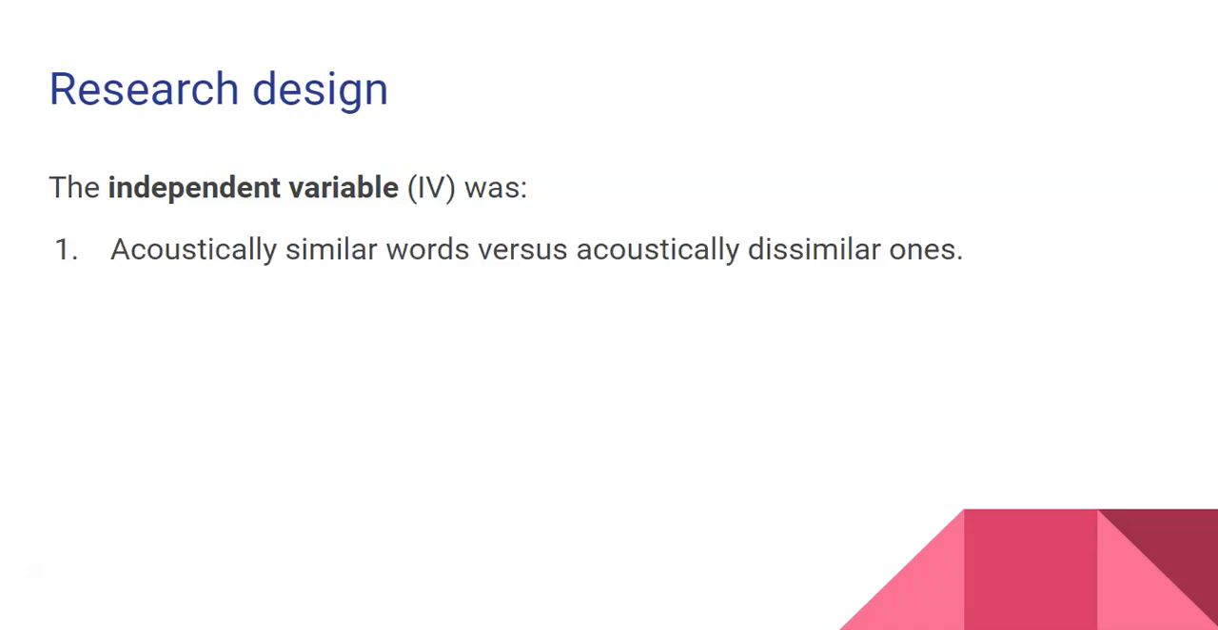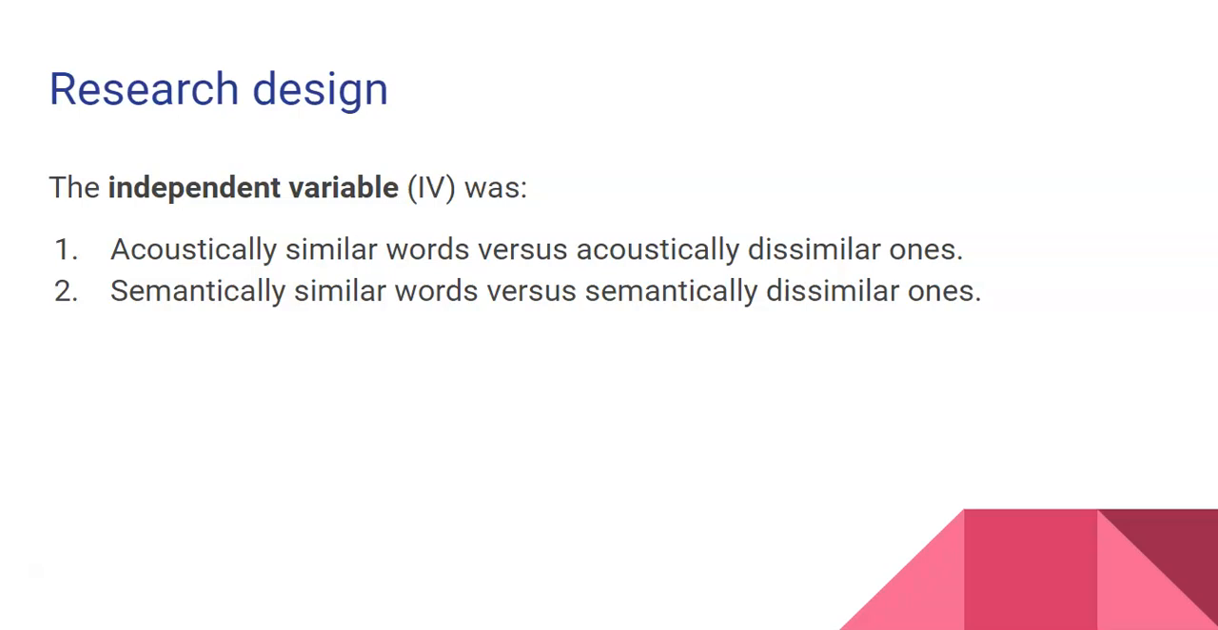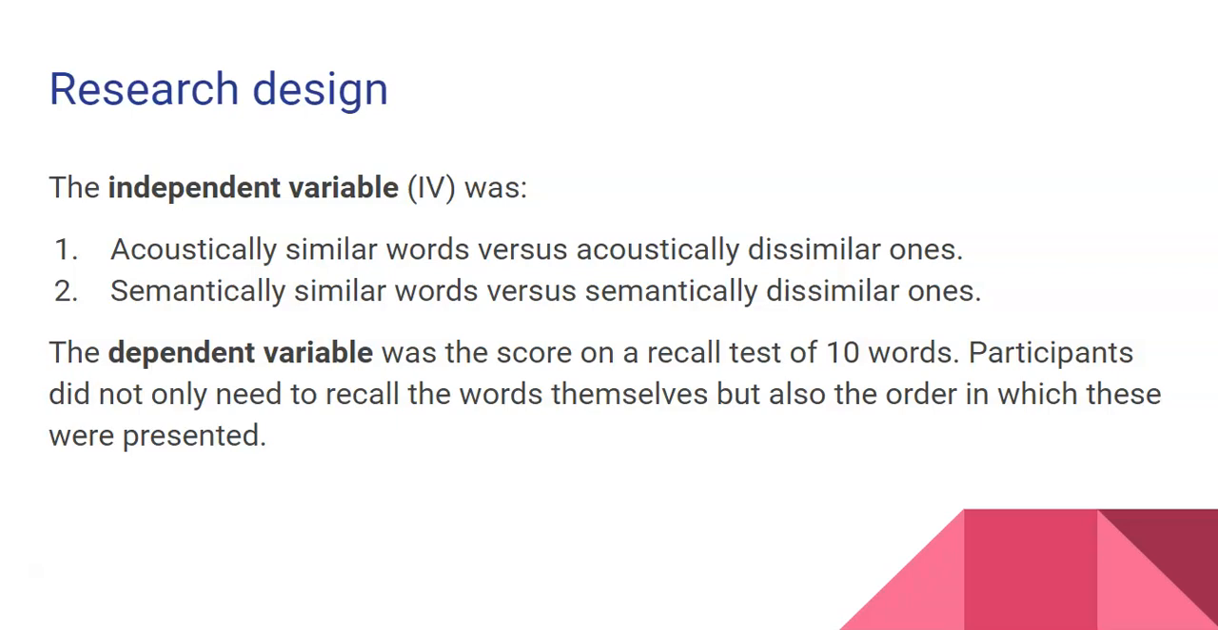The independent variable for this study was two different lists of words. We're looking at acoustically similar words, so words that sound the same, against acoustically dissimilar words, so words that sound different. The other independent variable was semantically similar words, so words that mean the same thing, versus semantically dissimilar words, words that mean something different. So we're looking at differences between two different lists here. And the dependent variable was a score on a recall test out of 10 words.